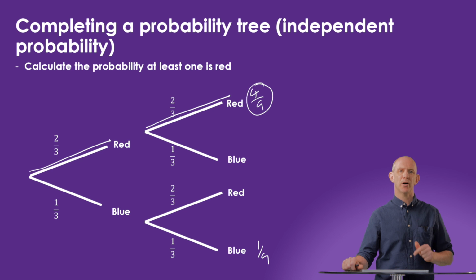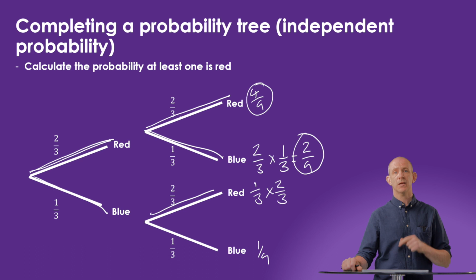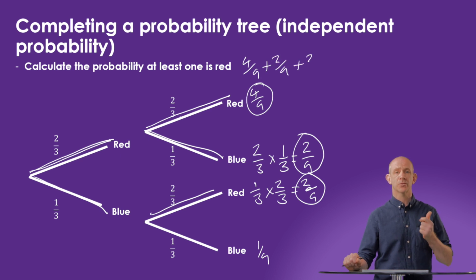But are there other pathways to consider? Well, if we got a red, then a blue, that would still be at least 1 red. So we can calculate that probability as 2 over 3 times 1 over 3 and get 2 over 9. We should also consider getting blue and then red, which would be 1 over 3 times 2 over 3 to get 2 over 9. So now we have to combine all these possible successful outcomes. 4 over 9 plus 2 over 9 plus 2 over 9, which will give us 8 over 9, as the probability of getting at least 1 red marble.